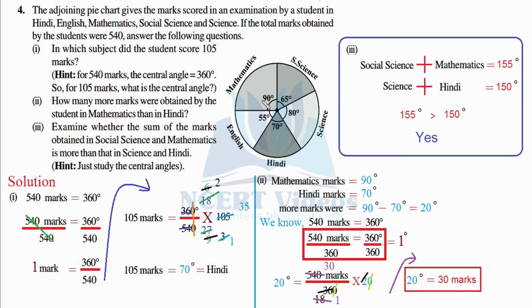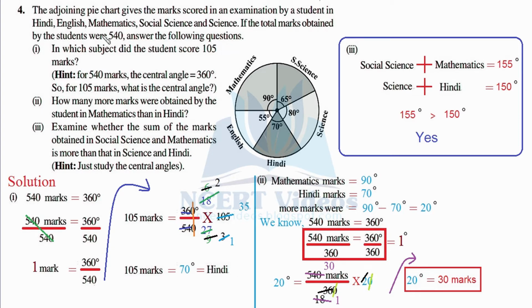Those values are represented in terms of degrees. Remember, this time it is not marks provided to us, it is degrees provided to us. If the total marks obtained by the students were... it should be student because we are talking about a single student, so it is a misprint over here. So we read, if the total marks obtained by the student is 540, answer the following questions.